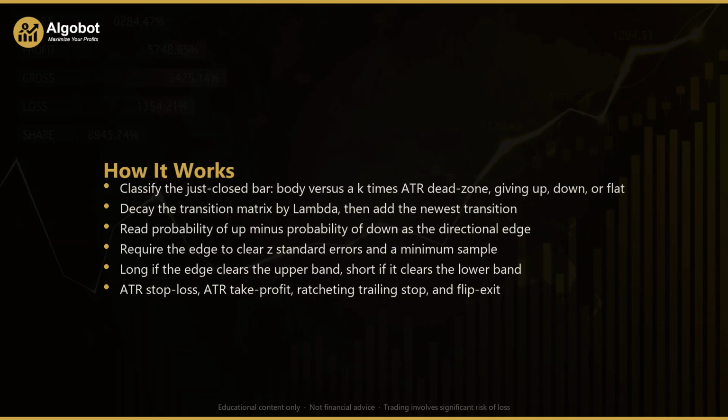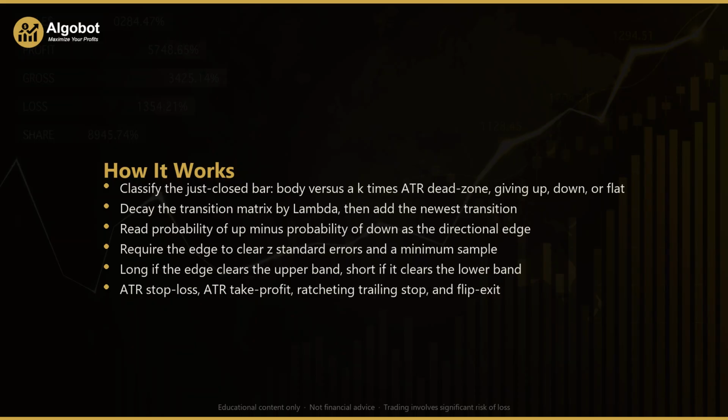So how does the expert advisor actually make each decision? It all happens once per completed candle, and it only ever uses finished bars, so there is no peeking into the future. The first step is classification. The strategy takes the just closed candle and measures its body, the close minus the open. It compares that body against a dead zone whose width is a small multiple of the average true range, controlled by the flat zone parameter. If the body is larger than the dead zone, the bar is labeled up. If it is more negative than the dead zone, it is labeled down. Anything in between counts as flat, meaning no meaningful effort in either direction.